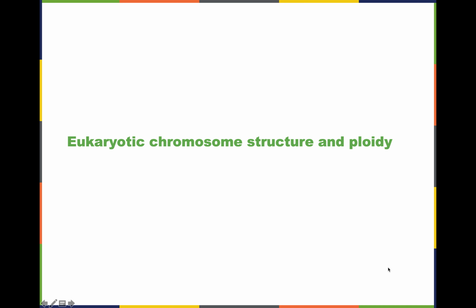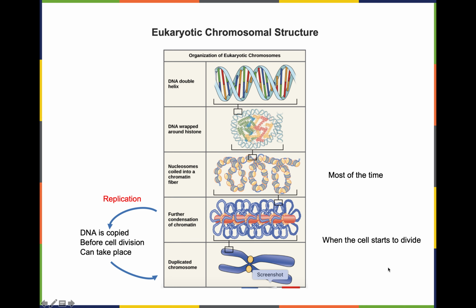Now let's talk about the eukaryotic chromosome structure and the concept of ploidy. Eukaryotic chromosomes have a very complex structure, so let's start from the top.